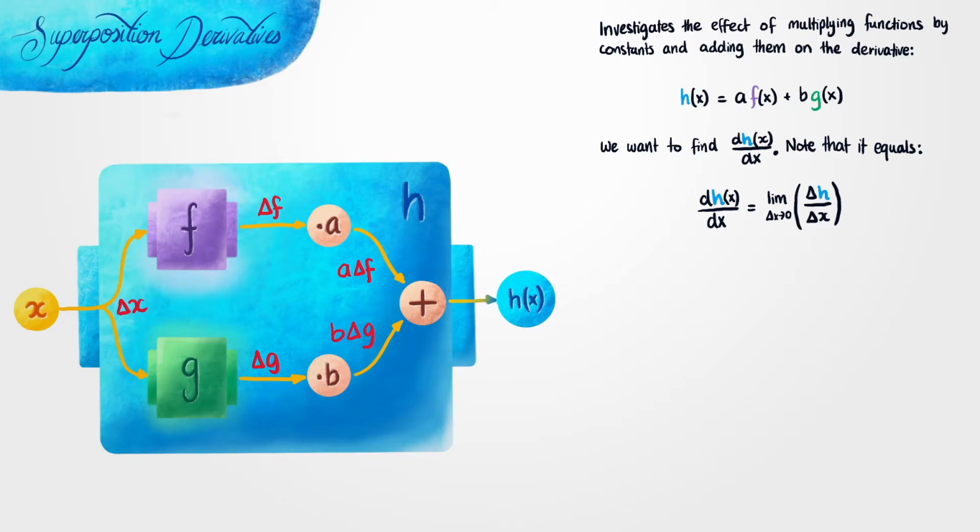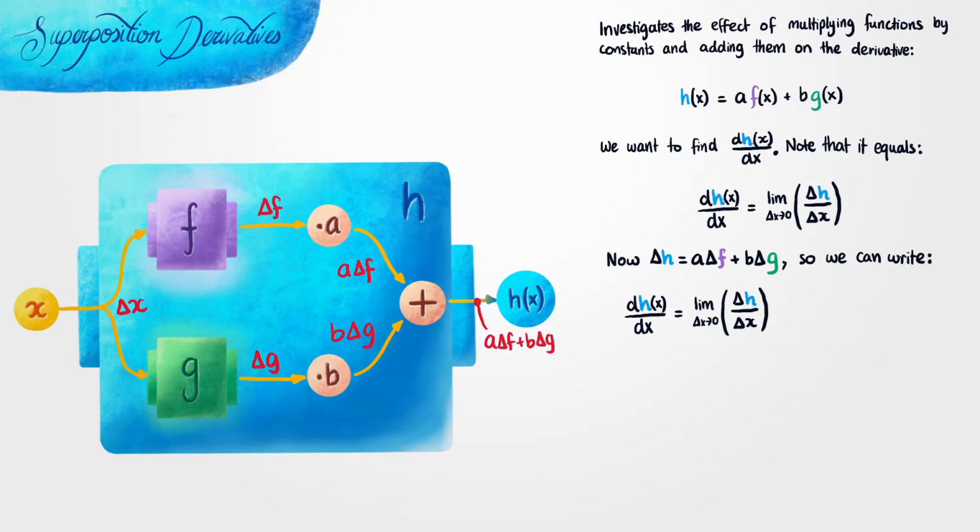Now finally, if you go ahead and add a times change in f and b times change in g, you'll get the final value over here, which is h of x. And now this actually leads us to something pretty interesting. We notice that a times change in f plus b times change in g is the exact same thing as h of x. So h of x equals a times change in f plus b times change in g. And now we can also go ahead and replace change in h for these two values over here.